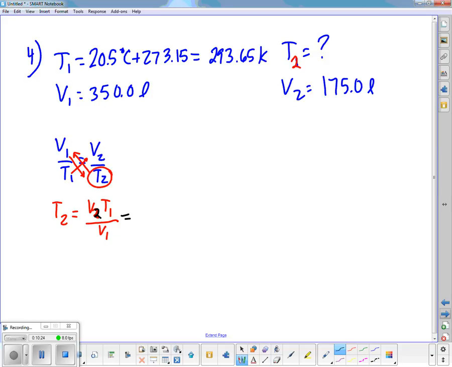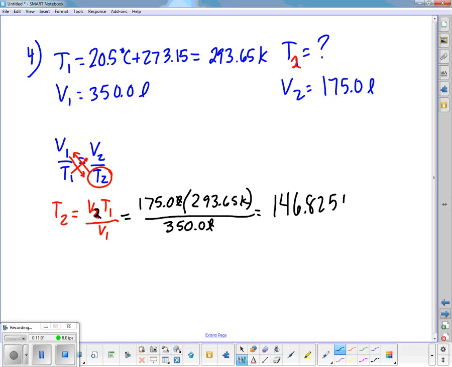So now we're just going to plug in. We've got V2, 175.0 liters, times T1, 293.65 K, divided by V1, 350 liters. Liters will cancel. We're basically taking 293.65 and dividing it by 2, right? What do we get? 146.825, and that's K. But we only had 4 significant figures, so we're only going to go to here.